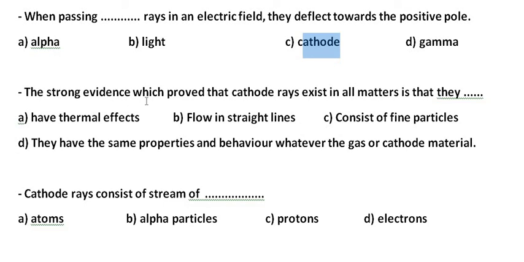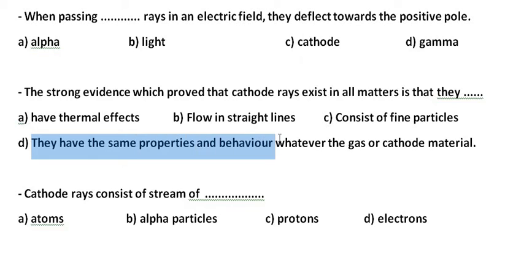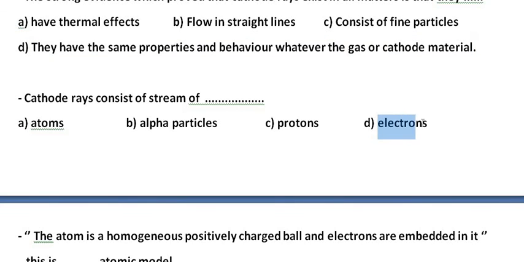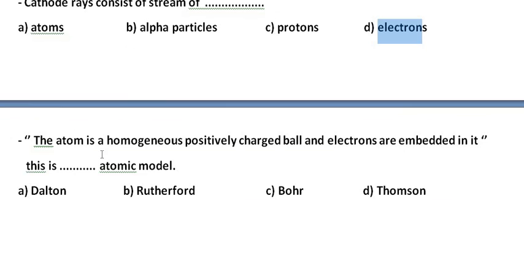The strong evidence that proved that cathode rays exist in all matter is that they have the same properties and behavior, whatever the gas or the cathode material. Cathode rays consist of a stream of electrons. The atom is a homogeneous positively charged ball and electrons are embedded in it. This is the model of Thomson.